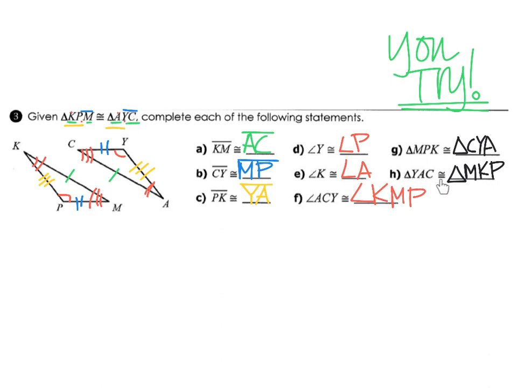And then triangle YAC, second, first, third. So it has to be second, first, third. So it has to be PKM. All right. Or wait. YAC, PKM. I actually wrote that wrong. Hold on, let me fix that. So that has to be triangle PKM. All right. So if you have any questions on that, go ahead, raise your hand, call me over so I can help you. Otherwise, let's move on.